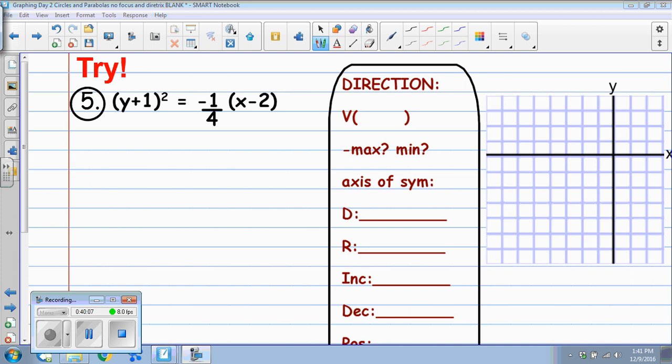So look at this. What's my squared term? X or Y? Y. So you have to get what by itself? X. You want X equals. So if it's X equals, it's going to be opening either or what? Left or right. Which means, is it a function? No. You can't answer half those questions. Circles and sideways parabolas, they're short problems. They're not functions.